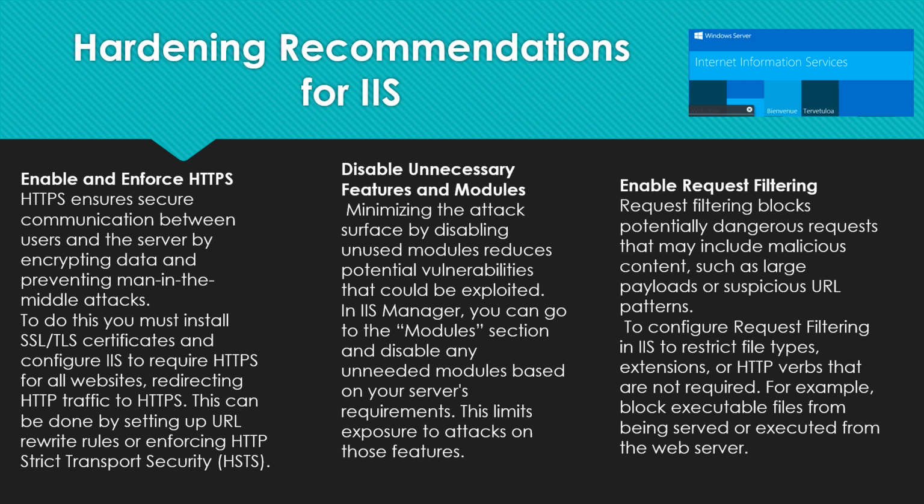Enable request filtering. Request filtering blocks potentially dangerous requests that may include malicious content such as large payloads and suspicious URL patterns. To configure request filtering in IIS, restrict file types, extensions, or HTTP verbs that are not required. For example, block executable files from being served or executed from the web server.